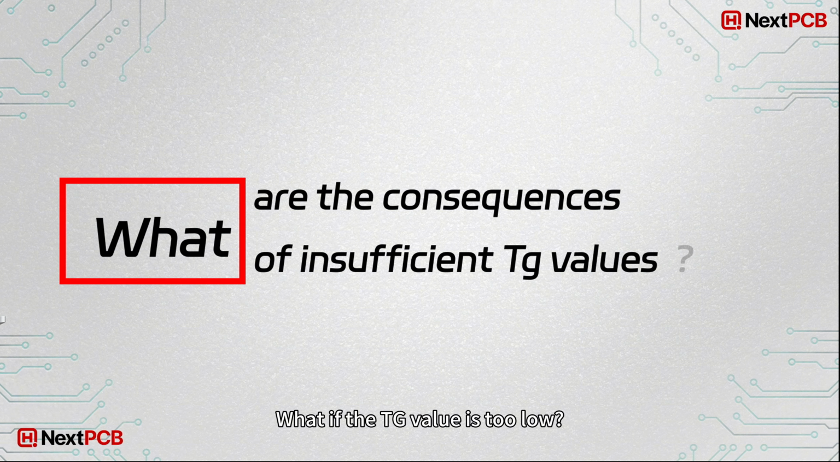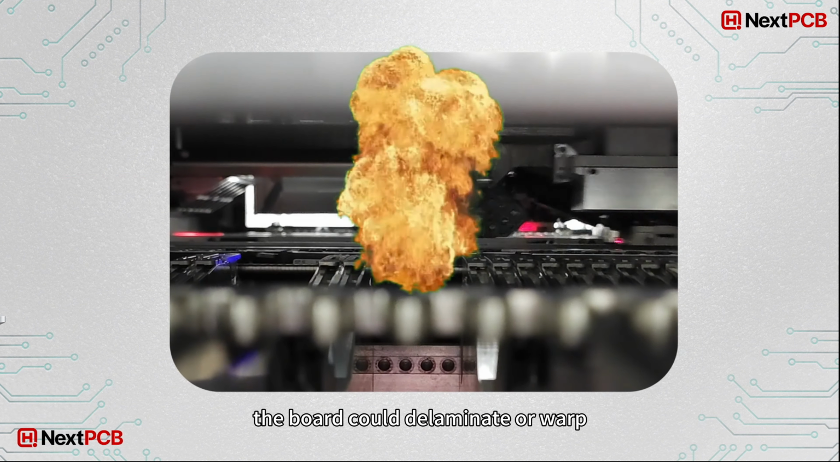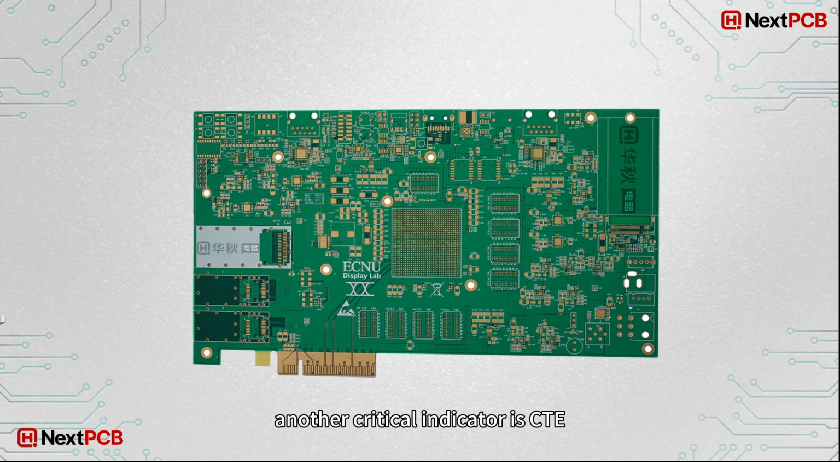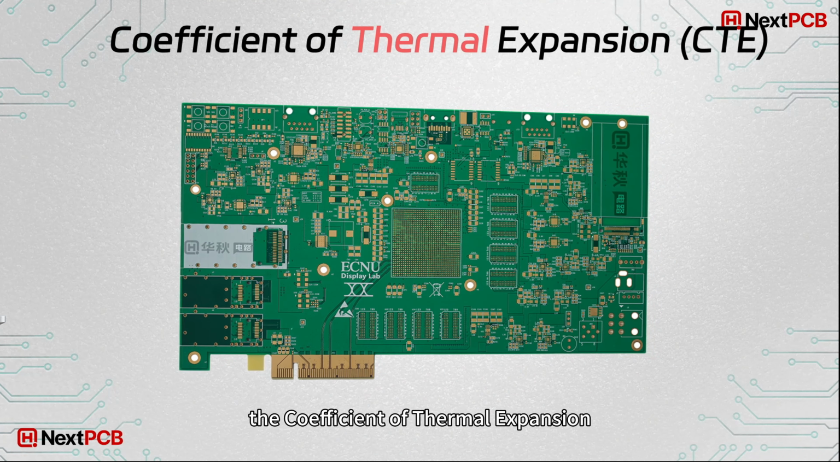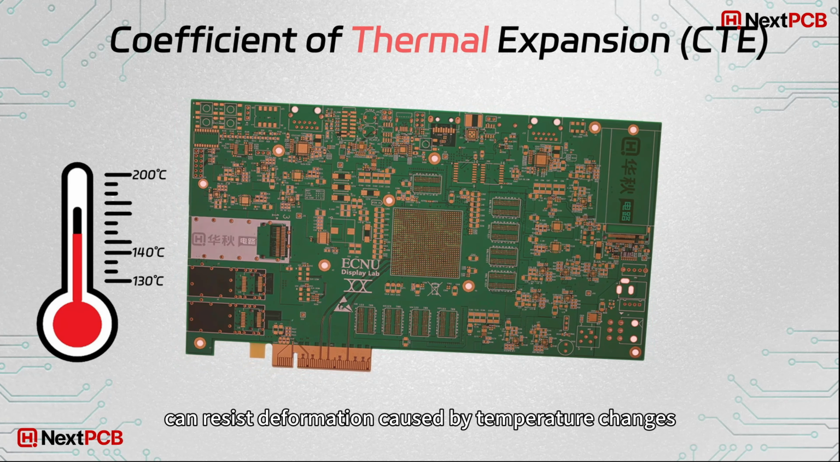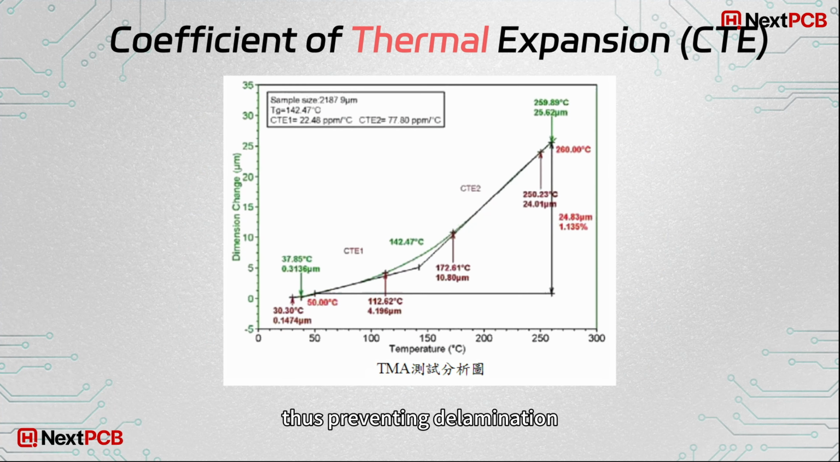What if the TG value is too low? During reflow soldering, the board could delaminate or warp. Besides TG value, another critical indicator is CTE, the coefficient of thermal expansion. This concerns whether the material can resist deformation caused by temperature changes, thus preventing delamination.